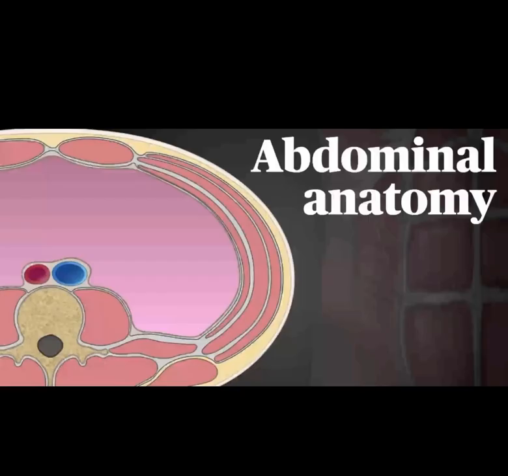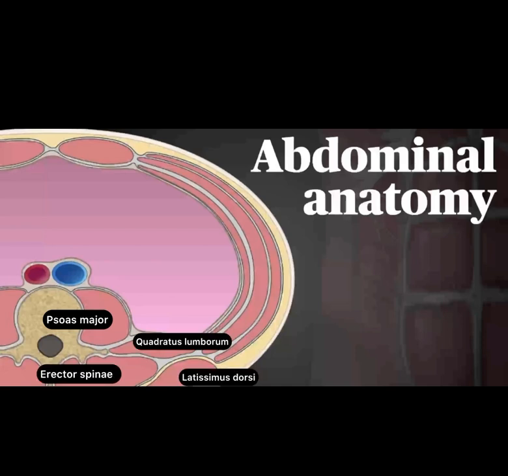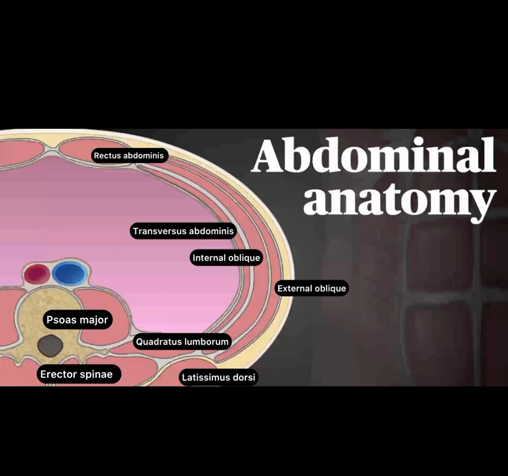Now if we see the abdominal wall, posteriorly it consists of psoas major, erector spinae, quadratus lumborum and the latissimus dorsi. Anteriorly there is rectus abdominis. And if we see the lateral wall of the abdomen, the innermost consists of transversus abdominis and the thick stacked muscle is of internal oblique and the outermost is the external oblique.